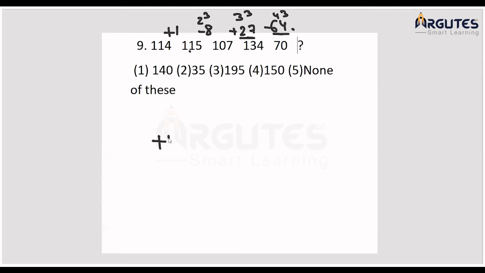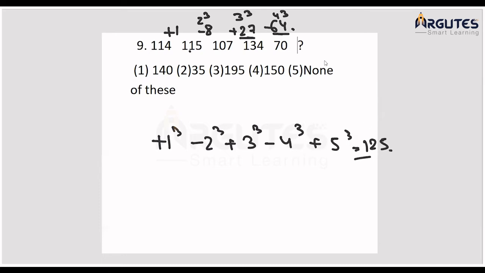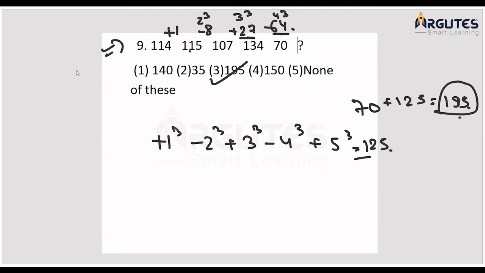So this series is like +1 cube, -2 cube, +3 cube, -4 cube, +5 cube. 5 cube is 125. So add 125 to this 70. 70 plus 125 will be 195. So our answer will be third. This is a type of ups and down series.